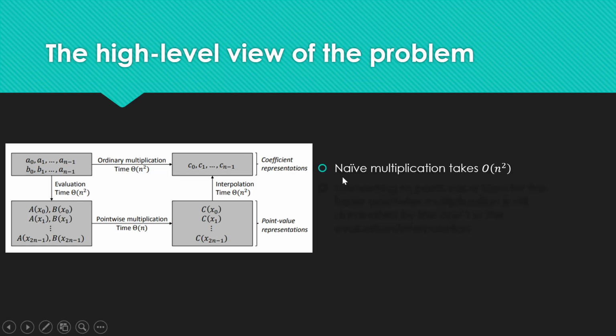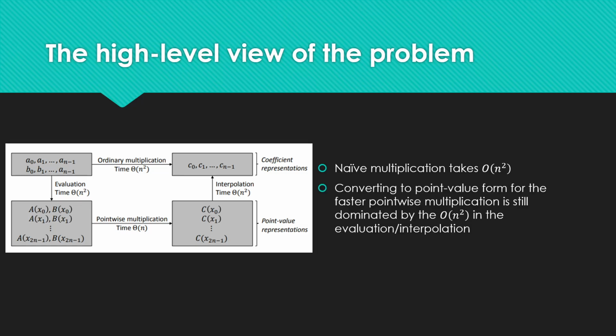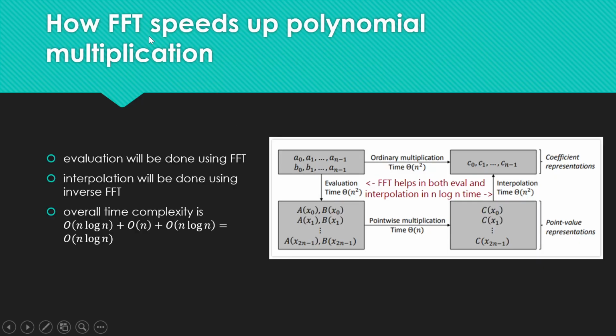So the idea is, given that naive multiplication takes quadratic time, what if we convert to point value form, do the faster pointwise multiplication, and then convert back to coefficient representation? But for the moment, the naive computation for evaluation takes n squared, and interpolation via Lagrange's formula still takes n squared. So how does FFT speed up the multiplication?